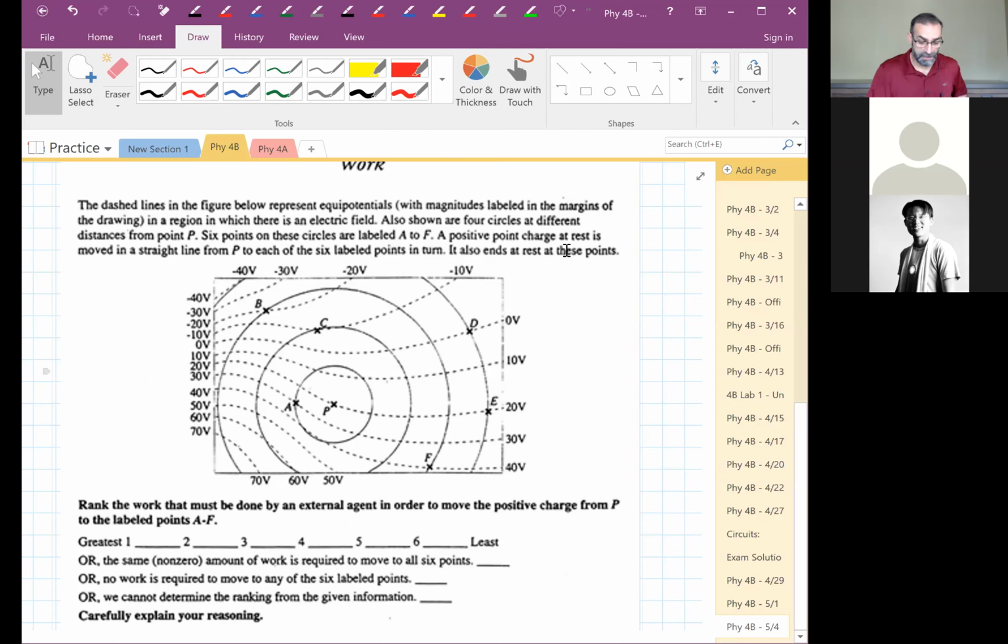Okay, back to our equipotential surfaces here. So we want to find the work done by an external force in moving a particle from P to A if the particle starts and ends at rest, and we'll just call it a particle of charge Q. So your answer will be in terms of Q.